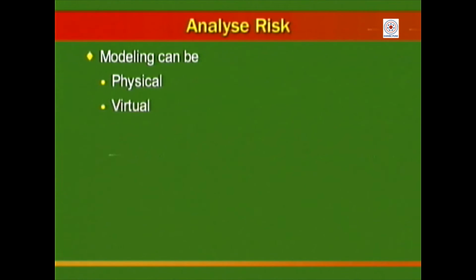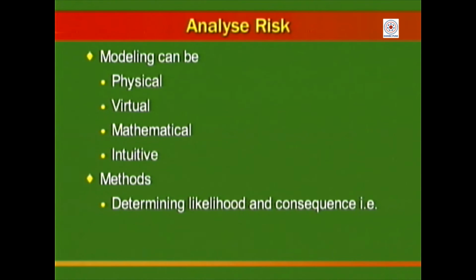Modeling can be done. There are different ways by which you can do the modeling: physical modeling, virtual modeling, mathematical modeling, intuitive modeling, and a number of other methods, like determining the likelihood and consequences by scenario study. The scenario study of the disaster gives you a clear picture of how much building stock is going to be affected, how many people will be affected in a cross-sectional population, how many will be gender specific, like how many ladies and how many gents will be affected, and how many kids and senior citizens are going to be affected.